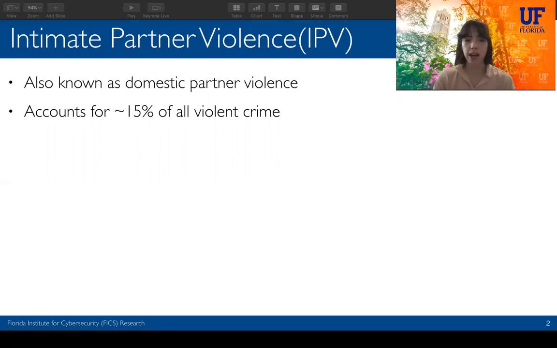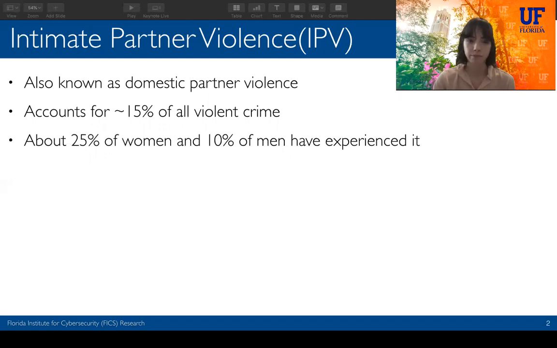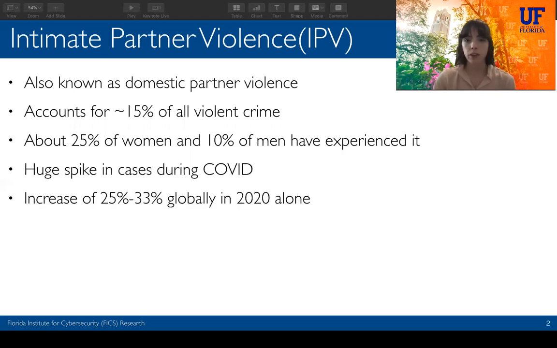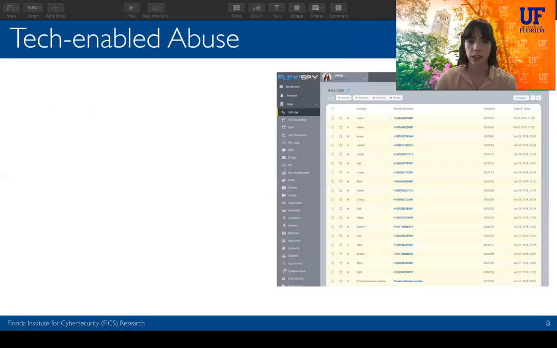In fact, in the United States alone, intimate partner violence accounts for over 15% of all violent crime. Over 1 in 4 women and 1 in 10 men have experienced intimate partner violence. While it's a problem for both genders, the victim count is heavily skewed towards women. And this has only been a growing problem since COVID. In 2020 alone, with the uprise of the pandemic and everyone having to quarantine, we saw a spike of over 25 to 33% across the globe of cases being reported of intimate partner violence.